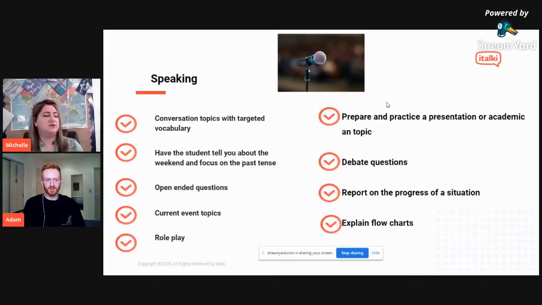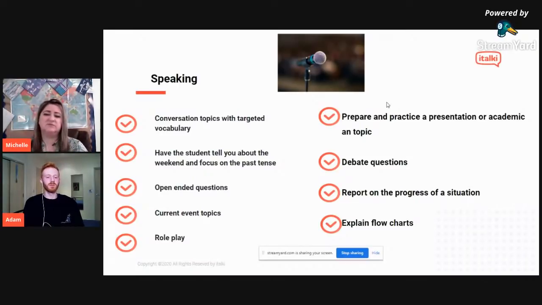But that could be anything. You can do role play within a meeting. You know, tell me about this chart or graph that you have for your next upcoming meeting, and then I can ask questions about it. Well, what does this figure mean? What does this number mean? Why are we negative in this area?